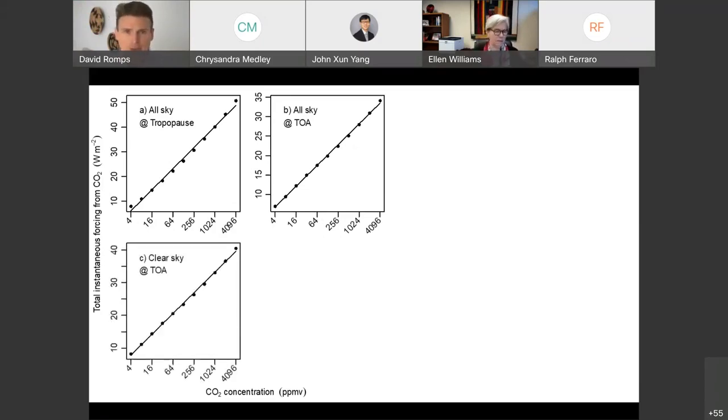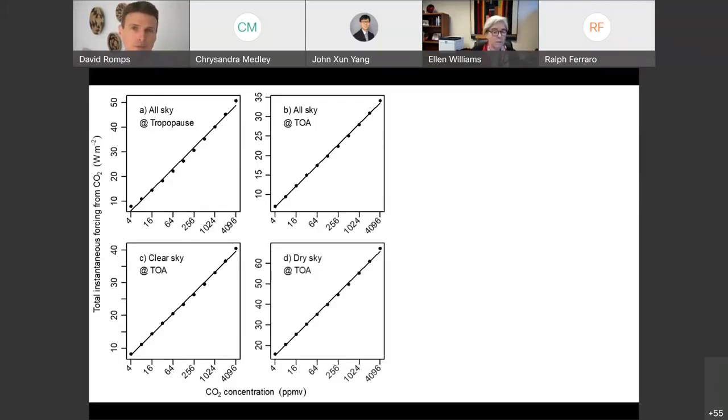If we strip away the clouds, so we make the clouds transparent to long-wave radiation, again, the total forcing is linear in the log of concentration. So it's not anything having to do with clouds. And if we even make water vapor transparent to long-wave radiation, so that carbon dioxide is the only radiatively interactive substance in the atmosphere, so this is what I call here dry sky, then again, we still get this logarithmic behavior. The total forcing is linear in the log of the concentration. So now we know what things are not essential to the story.